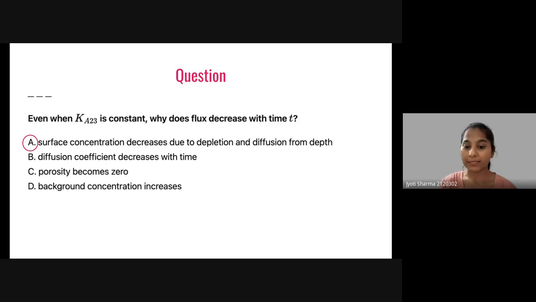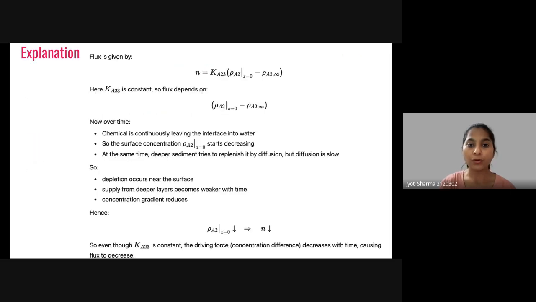So yeah, A is the right answer. And if I show you in the equation, so this is your Ka23, that is constant, and your flux now depends on this one and this one, right? So if we are talking about this one, your concentration of A in the pore size at interface is equal to 0. Okay. So over the time, chemical is continuously leaving the interface into water.